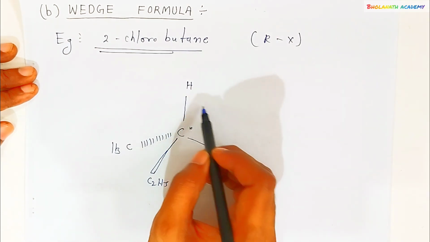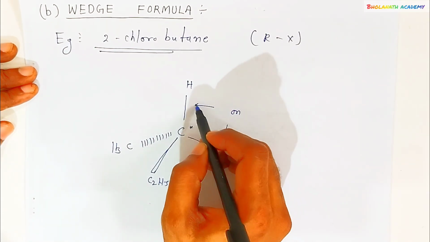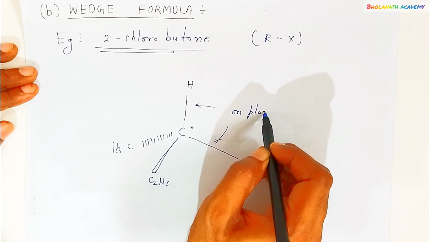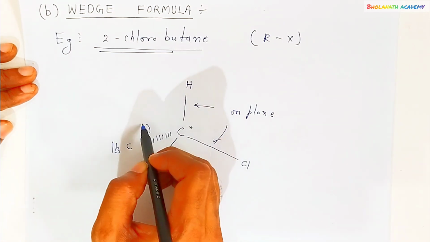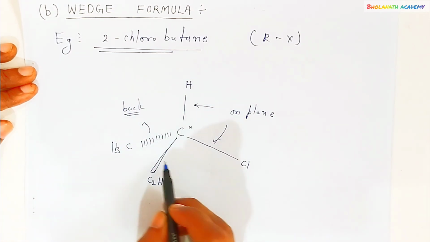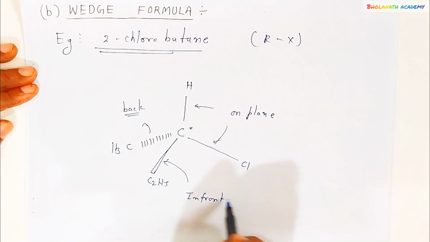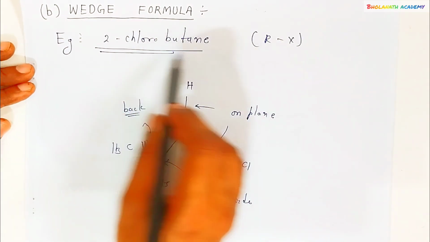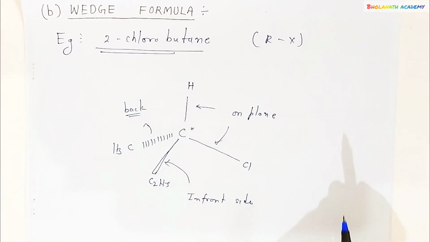Understanding students? These two lines are on the plane, these two are on the plane, and this bond is at the back side, and this bond is at the front side. So this way you can represent 2-chlorobutane in wedge formula. This is very important from the examination point of view.